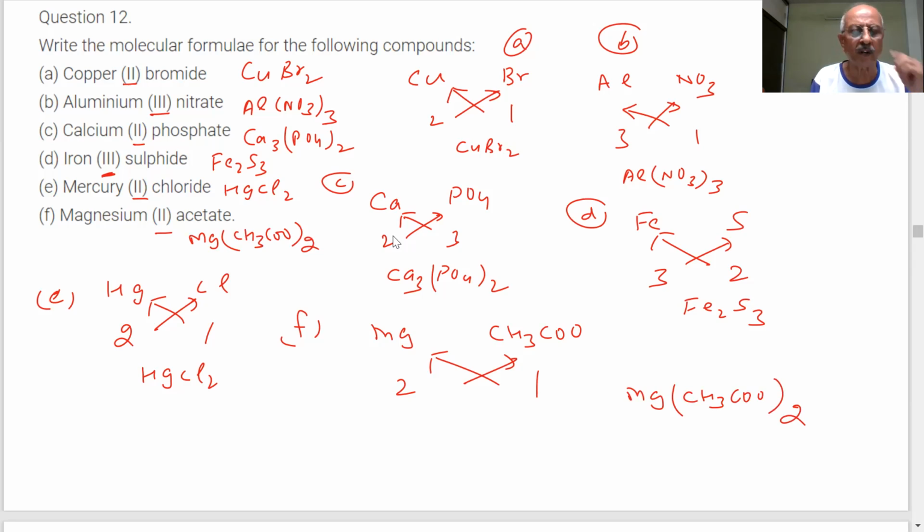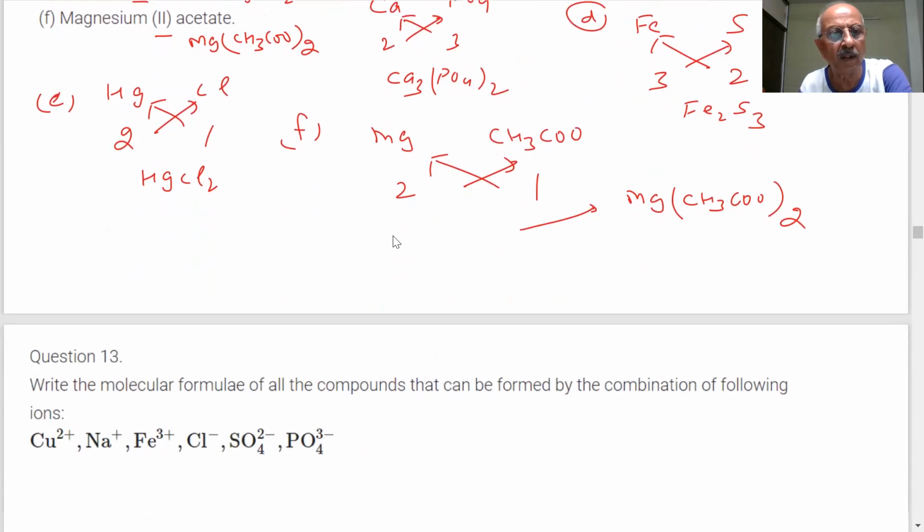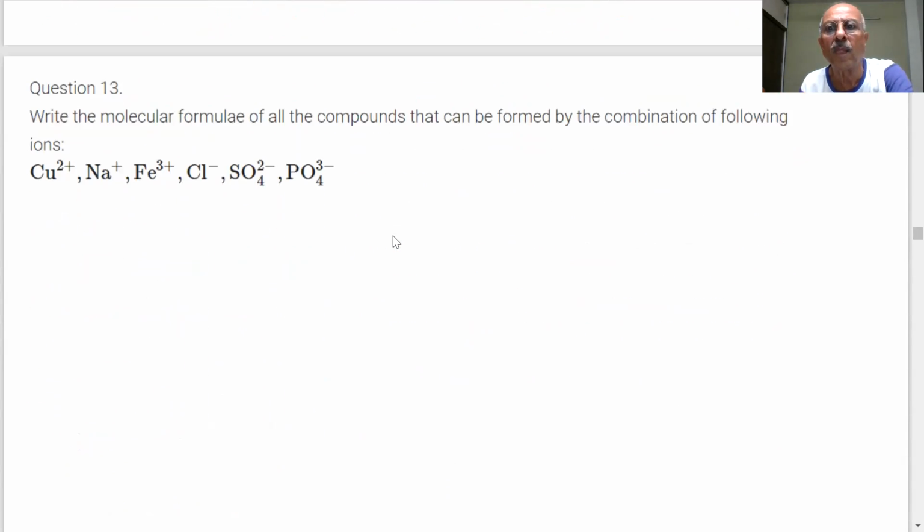Very important, very important. Note down everything very clearly, students. How do we write the formulas? Chemical formulas, how do we write? Important question. Such questions will be there in the paper. You should do it, students. Write the molecular formula of all compounds that can be formed from combination of the following ions, students. All right, you have 2 to 3 minutes to answer the question. What formulas can you make, students?